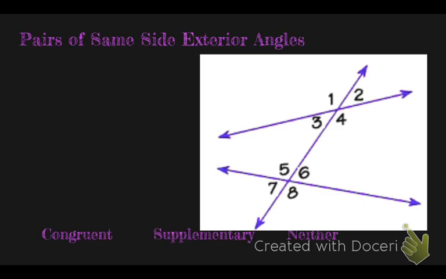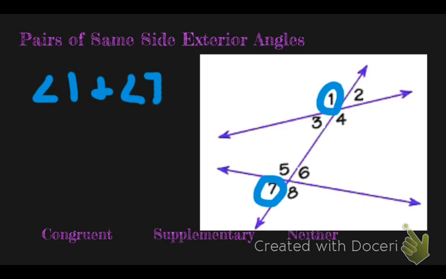However, that does not mean that we cannot find same side exterior angles within this diagram. So let's take a look. Angle 1 is where I'm going to start. I know angle 1 is going to be outside of the two lines, and the angle that matches it on the same side of the transversal but also outside of the lines would be angle 7. So angle 1 and angle 7 are same side exterior angles.